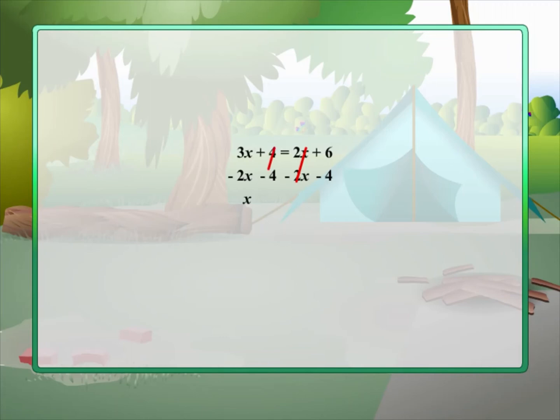For taking away positive 4 from the left side, subtract 4 from both sides. On the left side, 4 minus 4 will get cancelled. Now consider the right-hand side. It's equal to 6 minus 4, which is positive 2. Hence, x is equal to 2 is the solution.